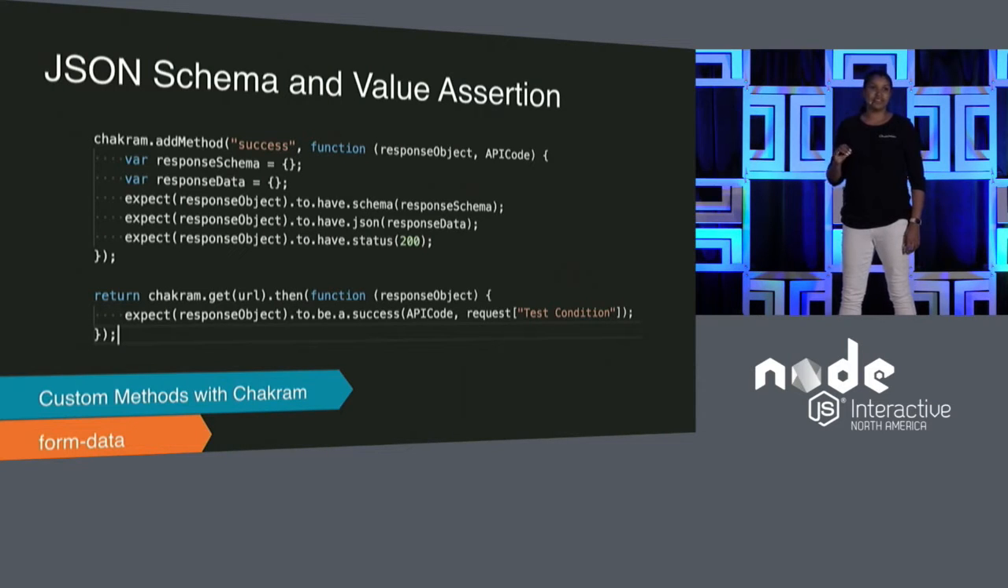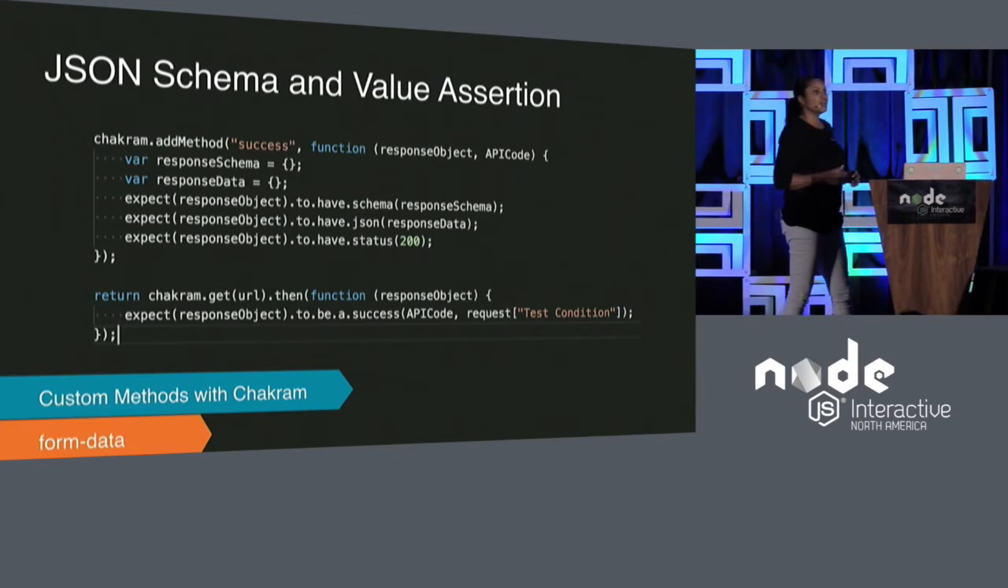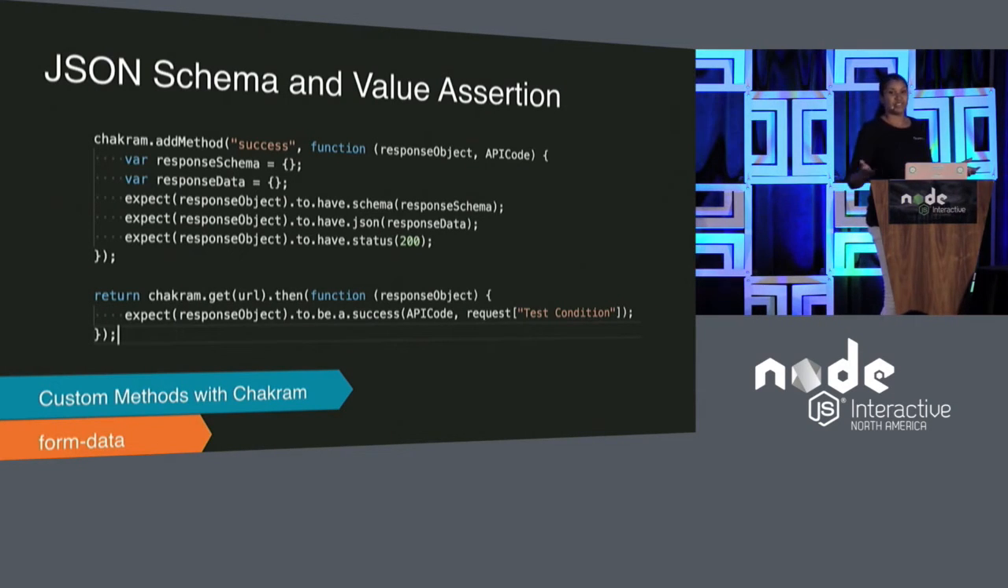And Chakram allows you to create your own methods. So you can create a method, for example, called success. And now your call method for success will do all of that validation pretty much in one line.